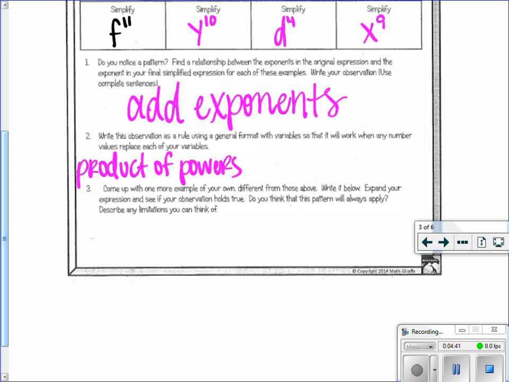On your formula chart, I'm going to copy exactly what it says on there. It says a to the power of m, and then a to the power of n. Do those have the same base? What's the base that they both have? A. And that's multiplication. So that means it's going to be a to the power of m plus n.